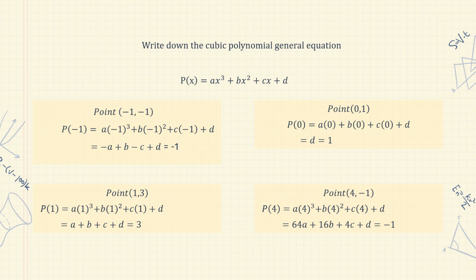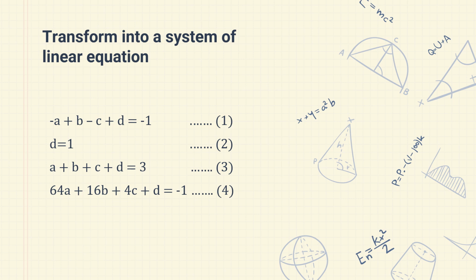As we need to find the value of each variable, we can substitute each x to get a system of linear equations. We will have four equations to begin with. The first equation is -a plus b minus c plus d equals -1. The second is d equals 1. The third is a plus b plus c plus d equals 3. And the fourth is 64a plus 16b plus 4c plus d equals -1.